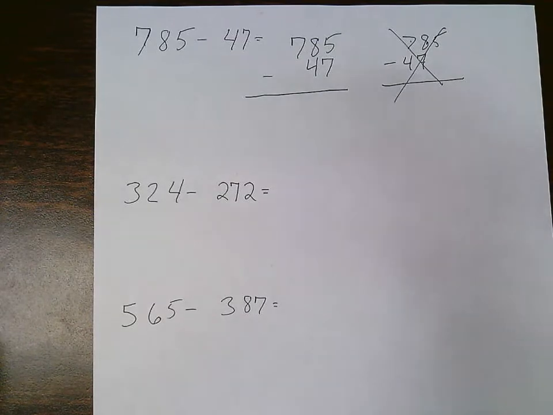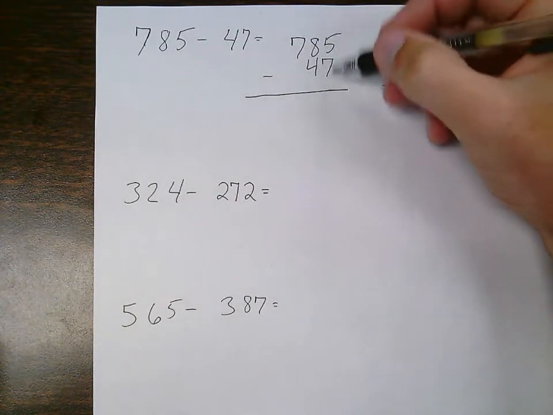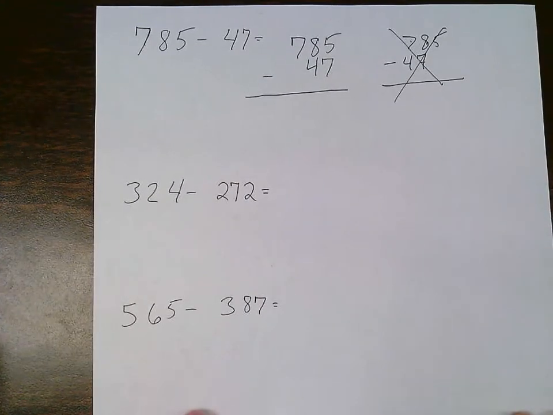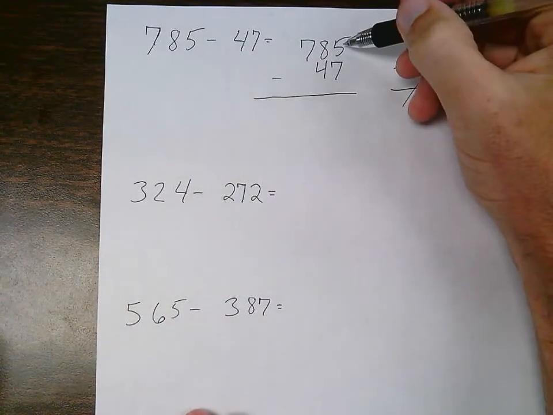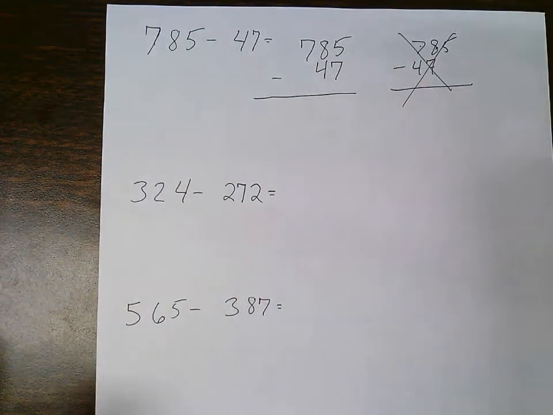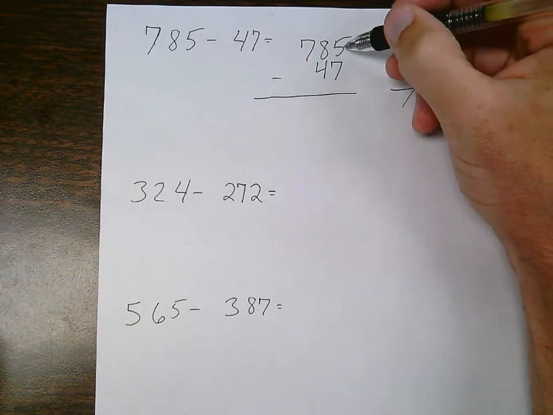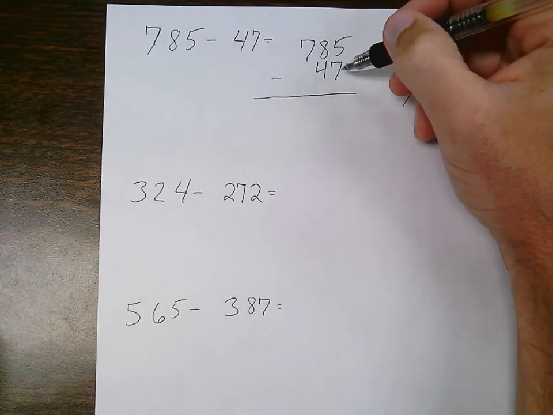So whenever I subtract, I always start in the ones place. And I always ask myself the question, can I do it? And I'm asking if I can subtract. So 5 minus 7, can I do that? No, I can't. I cannot take 7 away from 5. If I had 5 cookies, I could not give somebody else 7 cookies.